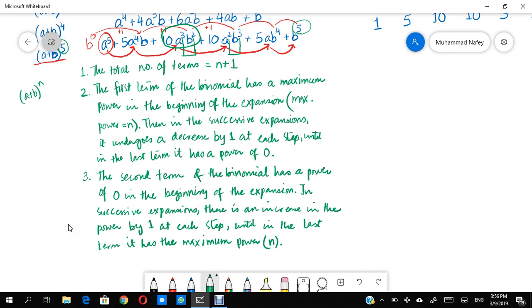Having discussed these three observations, we can now arrange the powers in any binomial expansion. Now remember, there are two parts of a binomial expansion. One thing is arranging the powers, and the second thing is these coefficients. I'm not discussing the coefficients right now. We'll come to the coefficients when we come to the second triangle that I have made. Let's discuss arranging the powers right now.